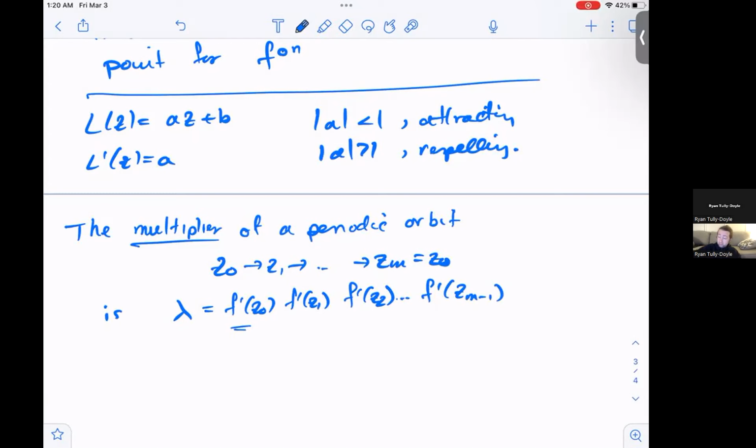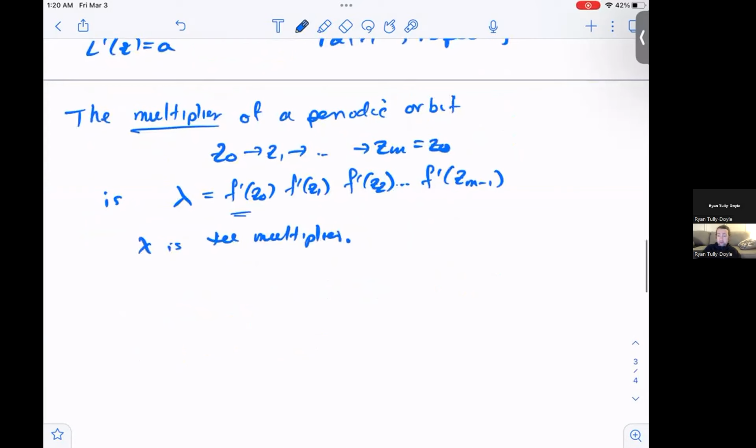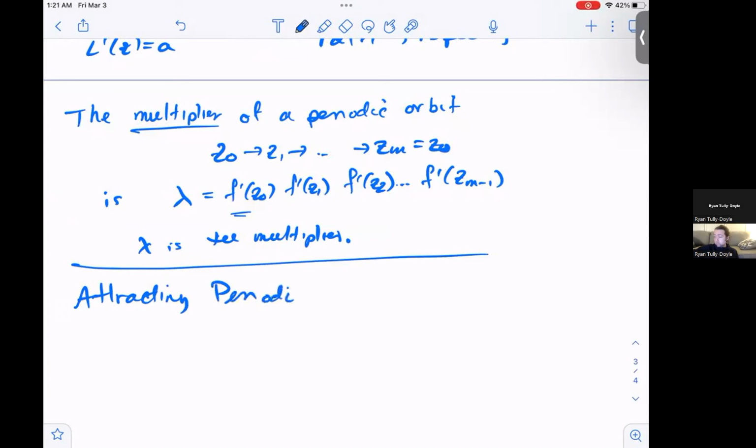So lambda is called the multiplier. Lambda is the multiplier. And you just check the modulus. It turns out there's a theorem that says that if that multiplier is less than 1 in modulus, then the orbit is attracting. So here's our theorem. This actually has a name. This is called the attracting periodic orbit lemma.